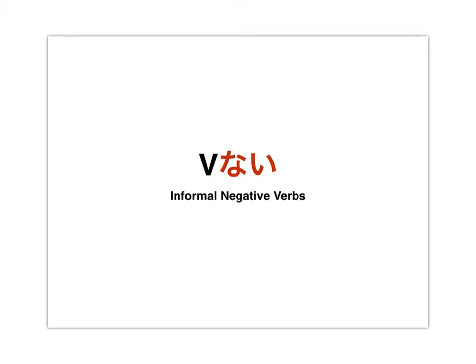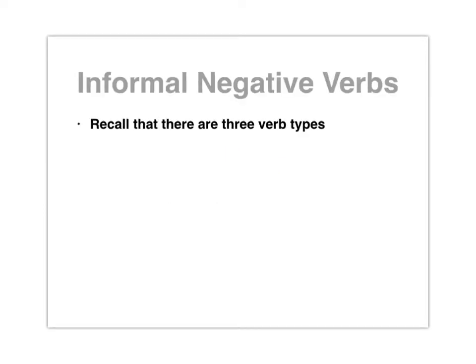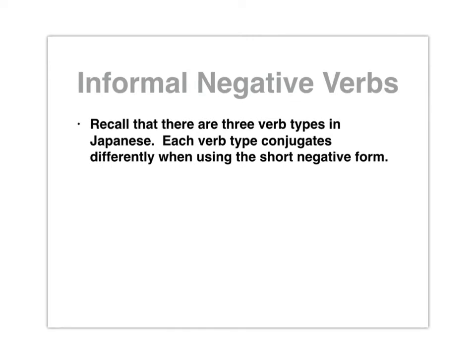All right, let's take a look at the informal negative or the short negative versions of verbs. Recall that there are three verb types in Japanese: u verbs, godan doshi, ru verbs, ichidan doshi, and irregular verbs. Each verb type conjugates differently when using the short negative form, so we'll need to break these out separately as we take a look at how they behave and how they conjugate.